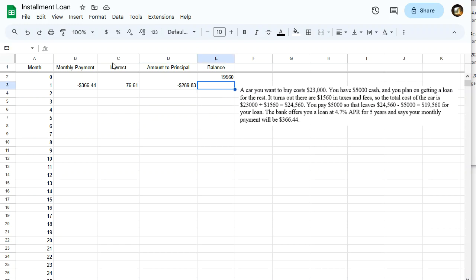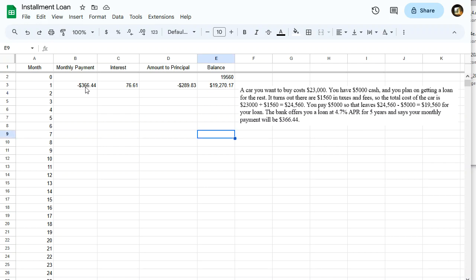All right, so now my new balance is going to equal my old balance plus my amount to principal. Because it's negative, I have to hit plus, not minus. Okay? So this number should be smaller, which it is.